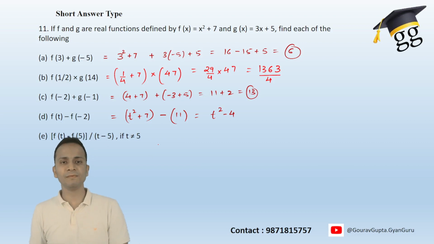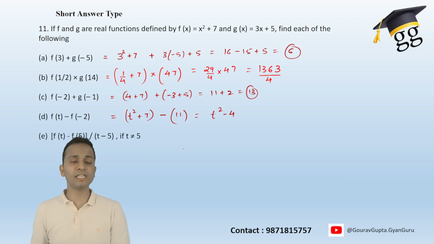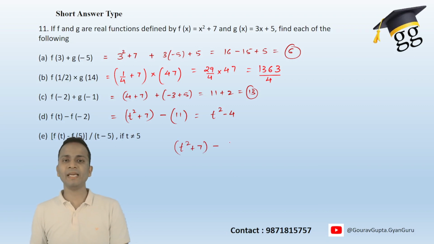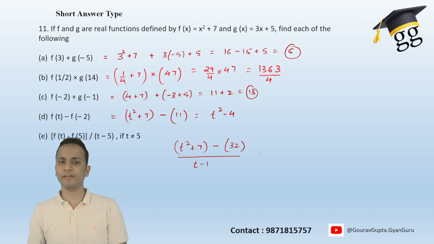That was part D. And the last part, f of t minus f of 5. So t square plus 7 minus f of 5. 5 square plus 7, 25 plus 7 is 32, divided by t minus 5. Okay. In the numerator, it will be t square minus 25. Denominator is t minus 5.